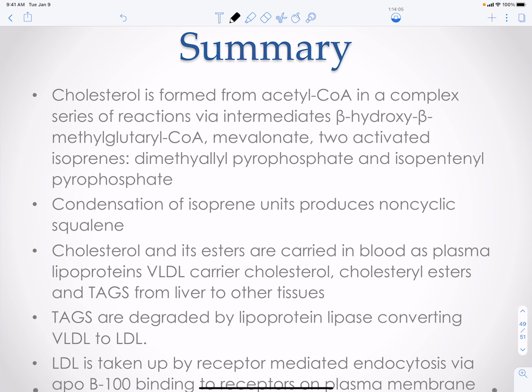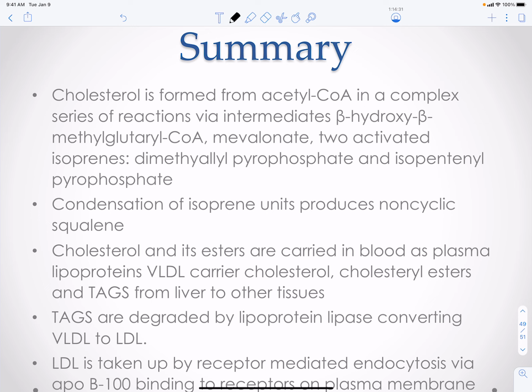All right, so this is a summary of this. There's a lot of information in here. But in general, remember, cholesterol is going to be made from acetate, acetyl-CoA. All of the carbons are coming in that way. You're going to have to make some intermediates. There's going to be several steps. You have your isoprene units that are going to eventually form squalene. Cholesterol is going to be made, converted to an ester.